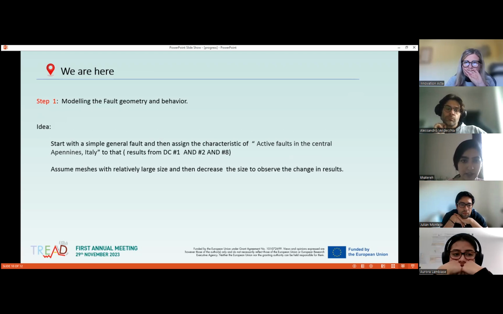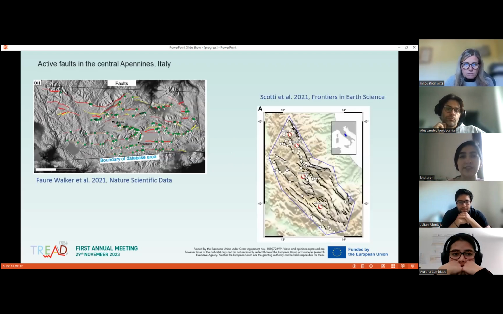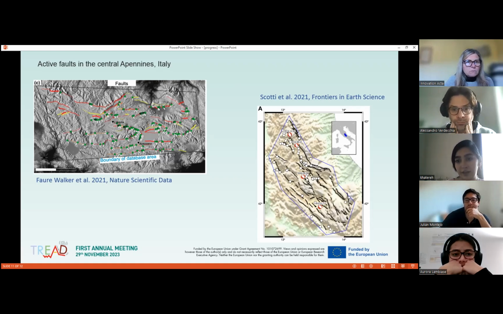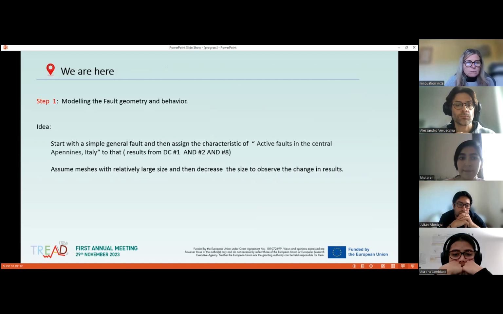We can see this is an active fault system in the central Apennines, Italy, for which we have all the characteristics, the activity rate, and the geometry of the fault available. So we use this fault system for our model. And for the second challenge, we assumed a mesh with relatively large size and then decrease the size to observe the changes in the results.